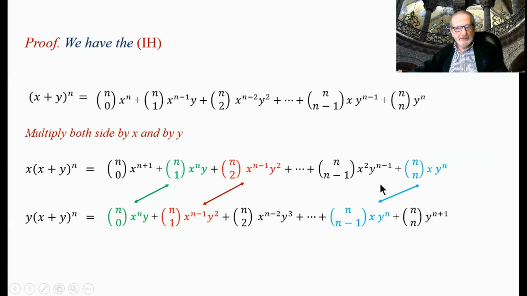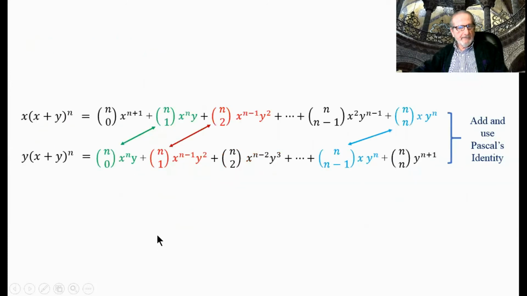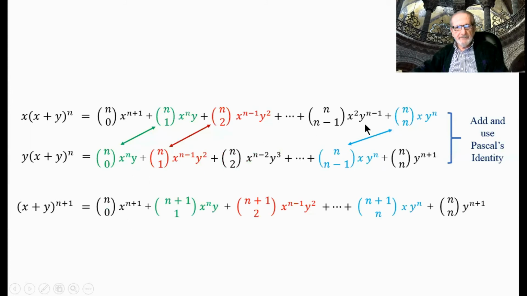See, they are the same terms here, and then that's n choose 0, n choose 1, n choose 1, n choose 2. I will use Pascal's identity. So we add and use Pascal's identity. This term will be here, and obviously this last term here will be here. So now when you add these two here, you get (n plus 1) choose 1. When you add these two here, you get (n plus 1) choose 2. When you add these, you get (n plus 1) choose n.